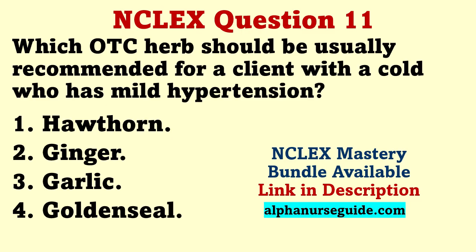Garlic. Garlic is used for colds and the flu and can also be given for hypertension. It causes mild vasodilation and will not make hypertension worse. Hawthorn is used for mild hypertension, congestive heart failure, and angina, but it does nothing for a cold or the flu. Golden seal is used for respiratory, digestive, and urinary infections, but it increases the effectiveness of some antihypertensive medications, beta blockers, and antidysrhythmics. It should be used with caution in clients who have cardiovascular disease, diabetes mellitus, or glaucoma.